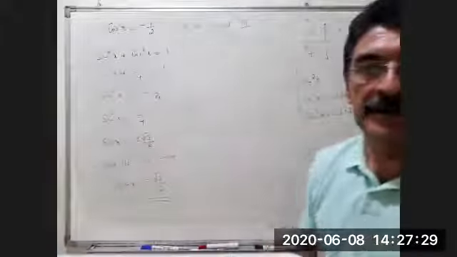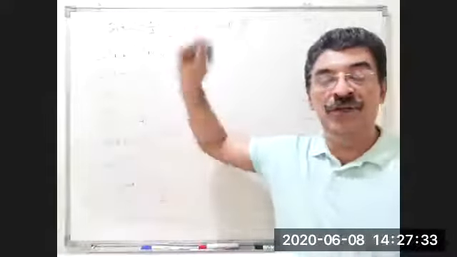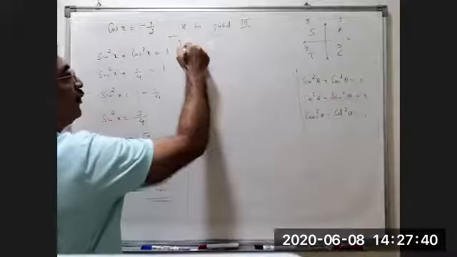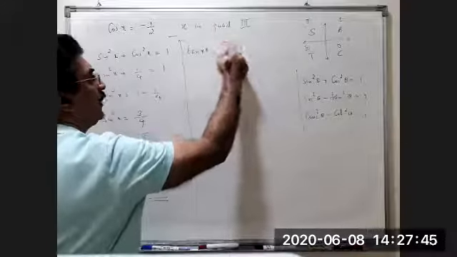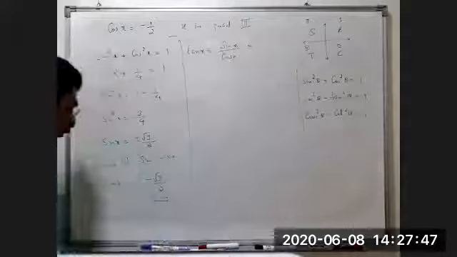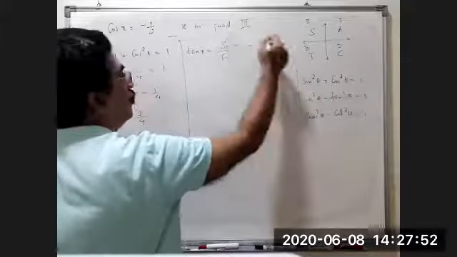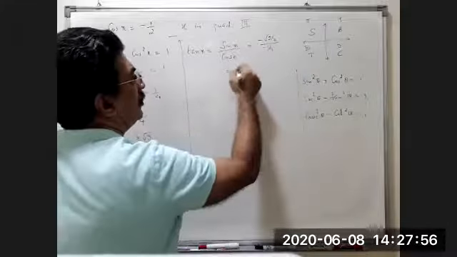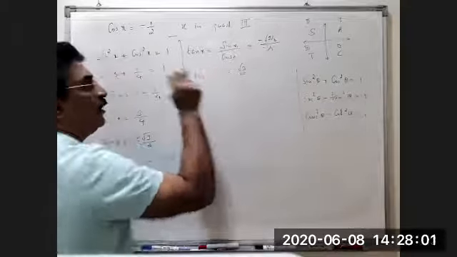We got sin x. Cos x we know. If sine and cos are known, we can find tan x. Tan x will be sine by cos. Tan x is sin x by cos x. Sin x is minus root 3 by 2, cos x is minus 1 by 2, so definitely it is root 3. Tan x will be positive.